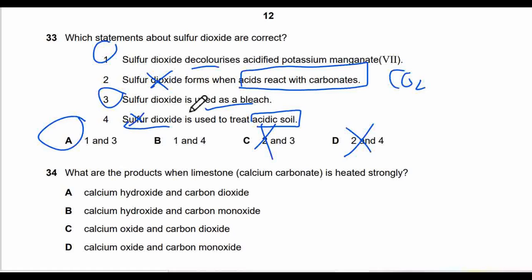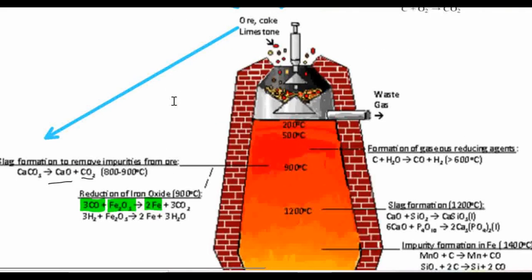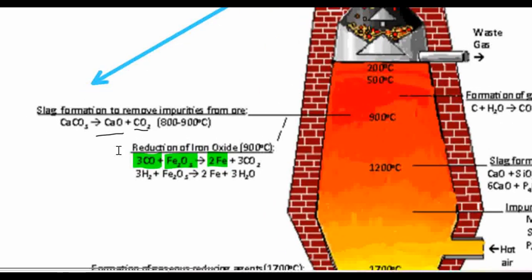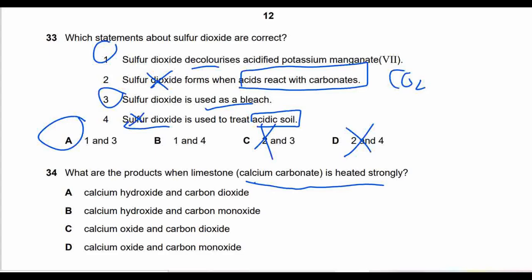What are the products when limestone, calcium carbonate, is heated strongly? Calcium carbonate will produce, for question 34, calcium oxide and carbon dioxide. The process of obtaining iron from hematite ore: in the reaction we use ore, coke, and limestone. So limestone is CaCO3, it will decompose into calcium oxide and carbon dioxide. That will be the answer for this. Calcium oxide and carbon dioxide. 34 is D.